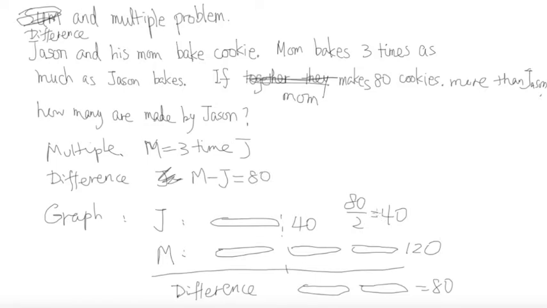All right, so these 2 examples are the basic examples where you have knowledge of the multiple and knowledge of the difference or the sum. Given this information, we should be able to figure out how many Jason bakes and how many Mom bakes.